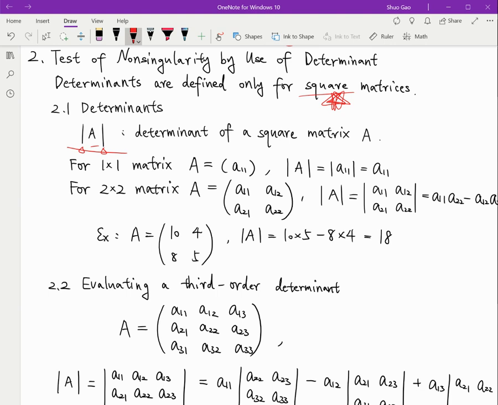So let's talk about how to calculate the determinant of a matrix. For a 1 by 1 matrix, for example, A is just A11. It has only one element. Then the determinant of A is A11 itself, in matrix form. So for example, if the matrix A is just the number 2, there's only one number, then the determinant of A is just 2.